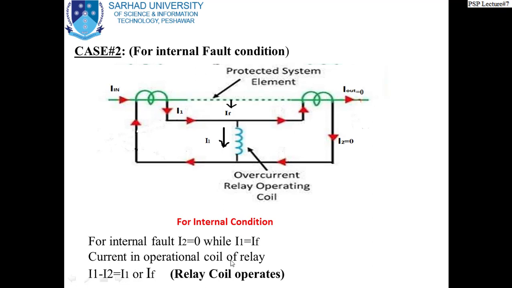Current in the operational coil of the relay is equal to I1 minus I2, which is equal to I1 or IF. I have purposely not shown the arrow for I2, so that you may not confuse it, because that magnitude is 0. So therefore that is not being shown here. You can expect only that current magnitude for the external fault or for a normal condition. So this I1 is enough to operate this particular relay.